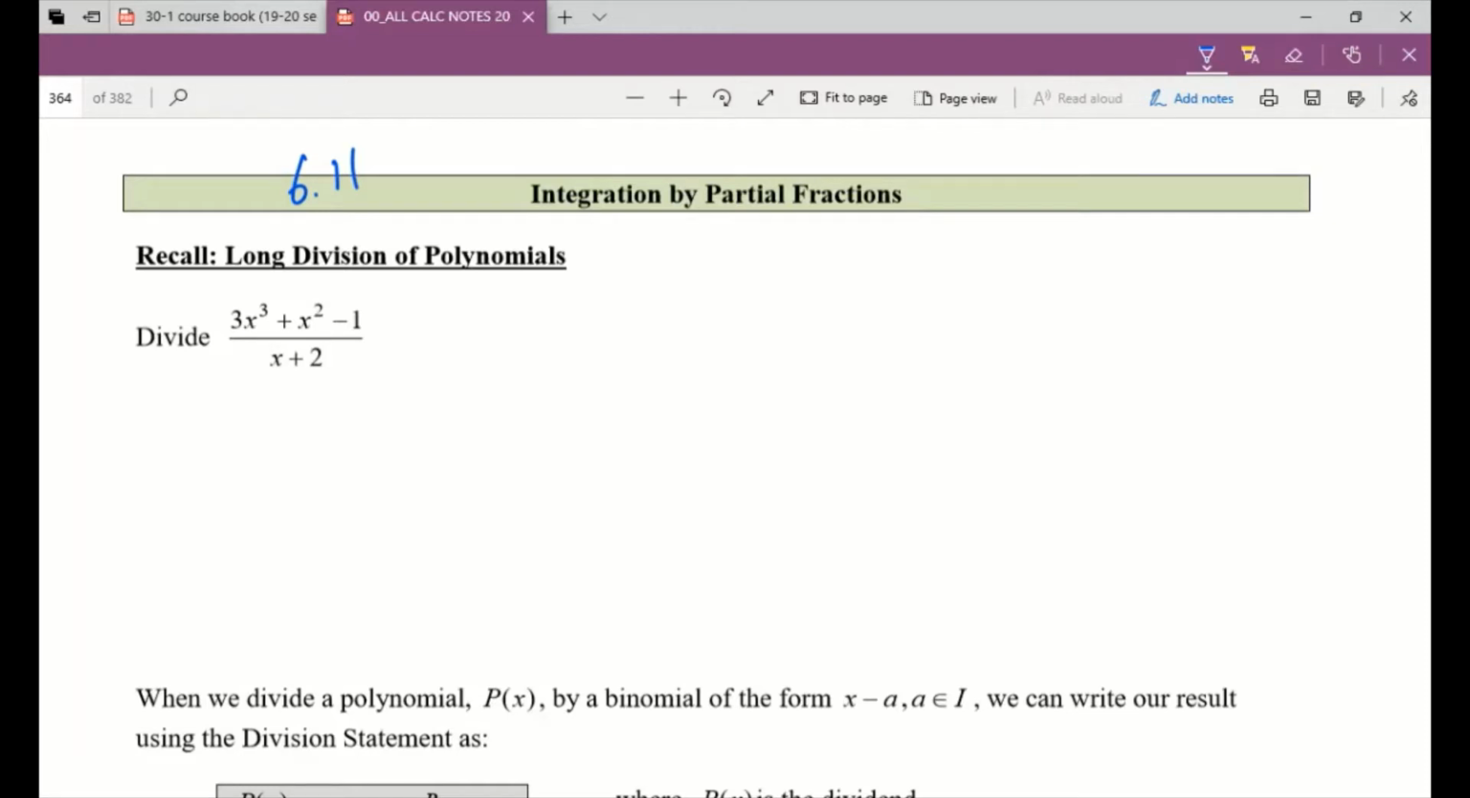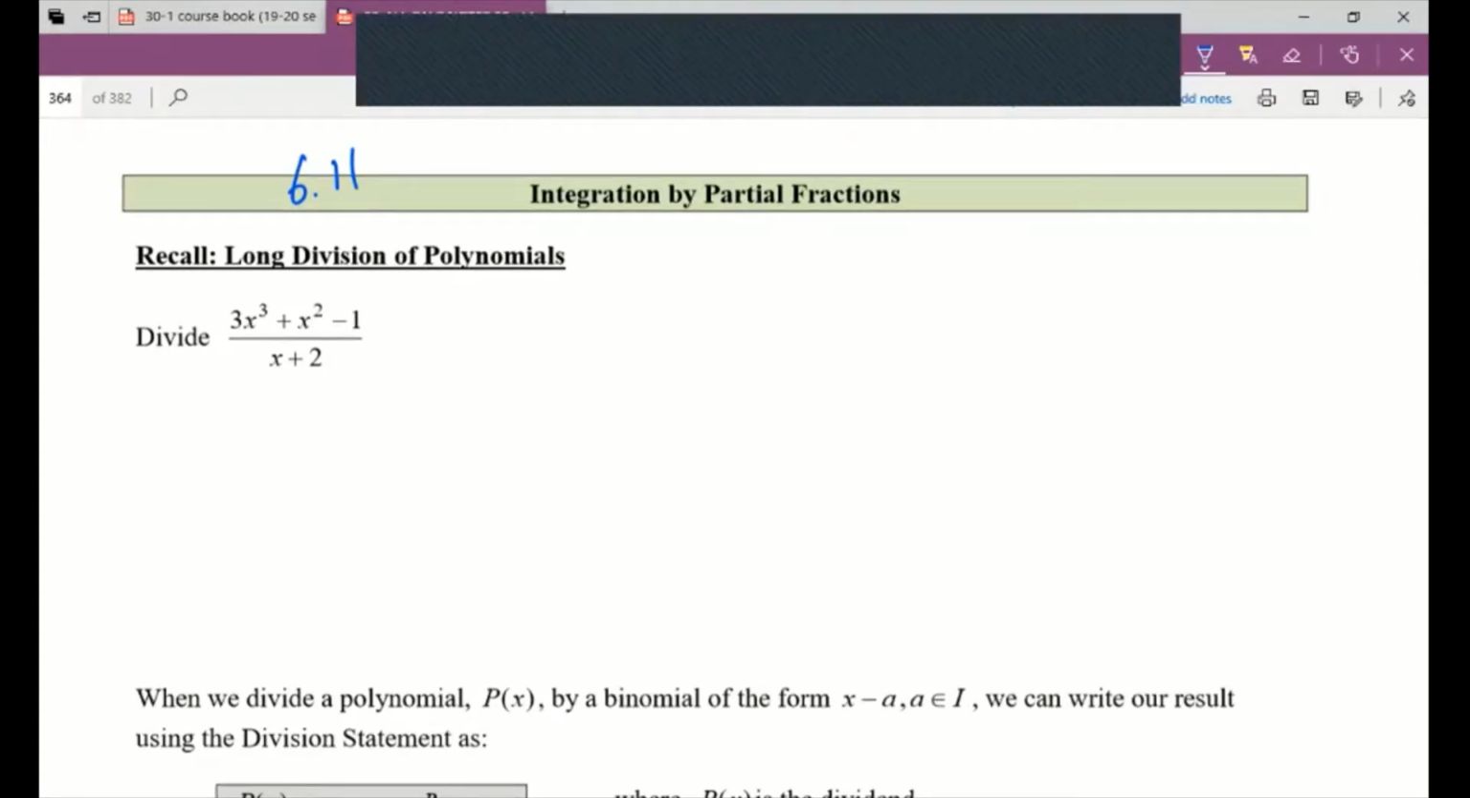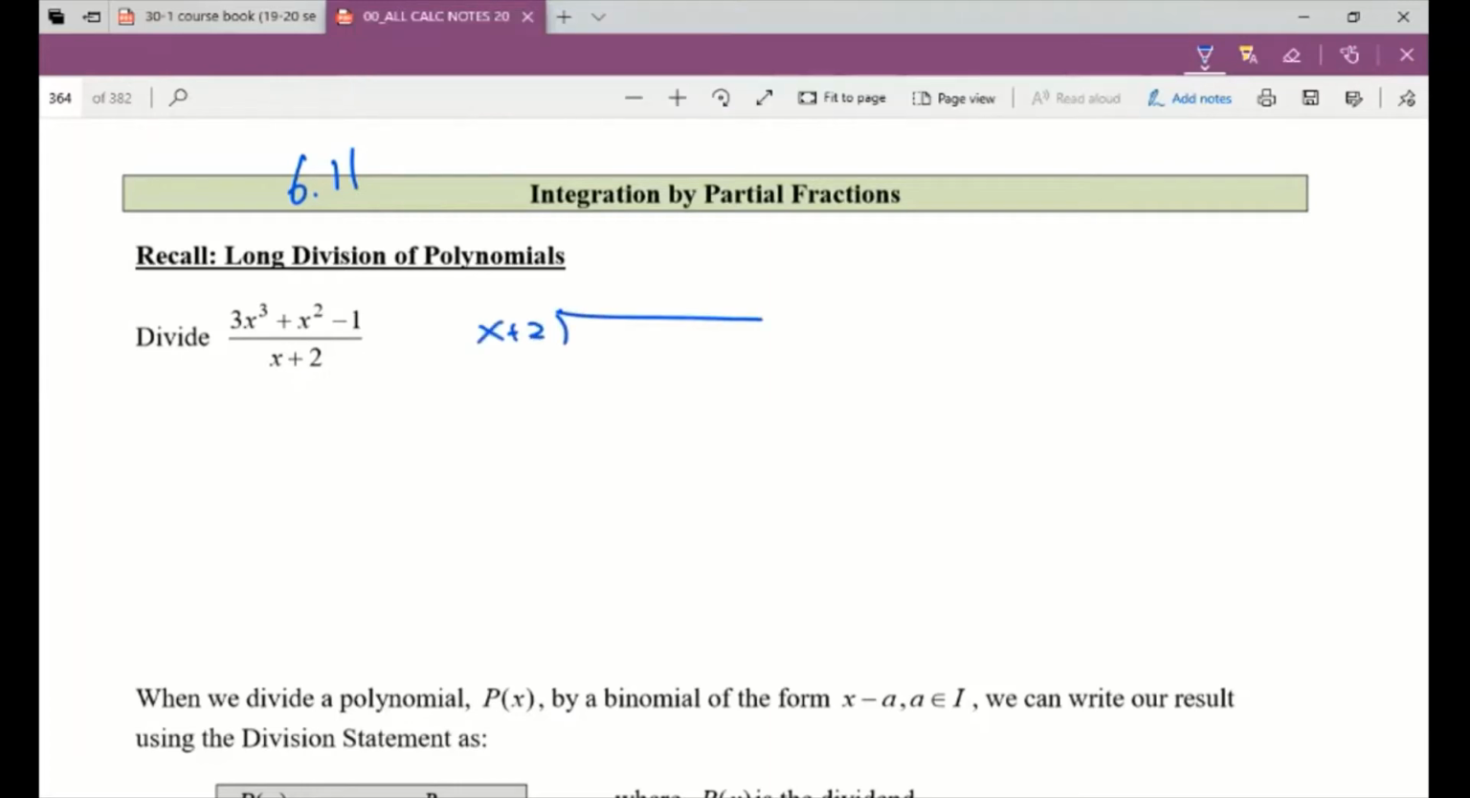And this goes back to long division, so we have to remind ourselves how we do this. If we're dividing 3x cubed plus x squared minus 1 by x plus 2, when we set up long division, remember our divisor is x plus 2. Here's our division sign. Usually it's a good habit, when we have a polynomial in our dividend, to have each term represented. Notice there's no x term here, so let's call that 0x and leave room for that. And then we start off with dividing.